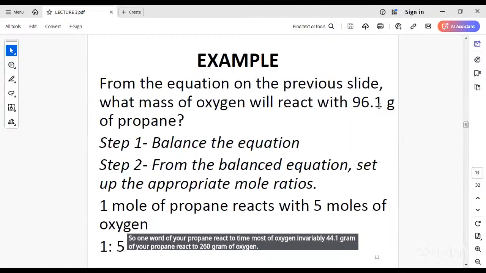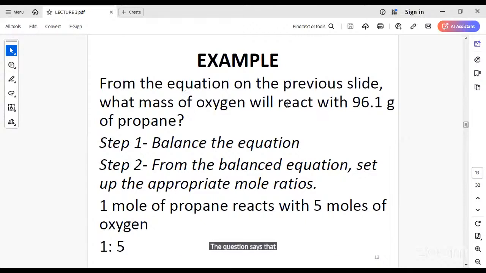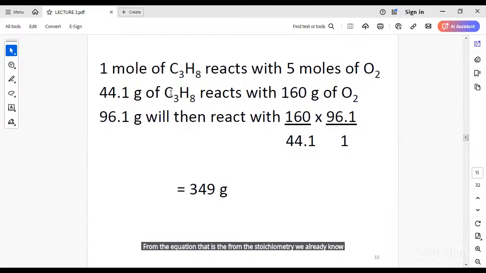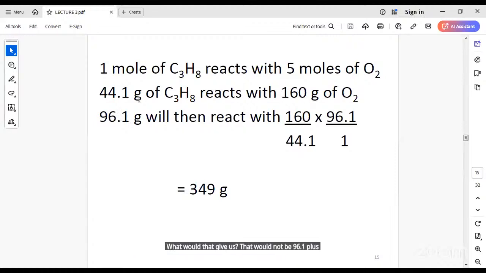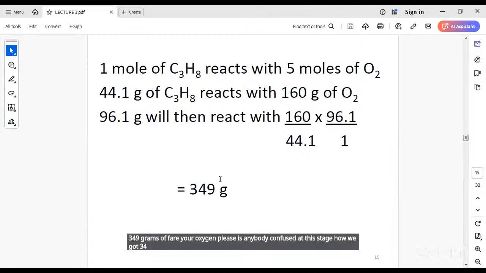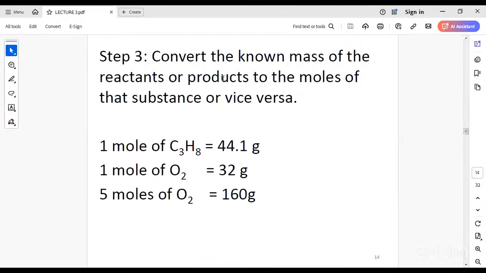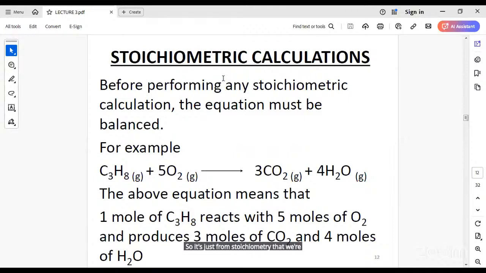And what is the question? The question says, what mass of oxygen will react with 96.1 grams of propane? From the stoichiometry, we already know that 44 grams of propane will react with 160 grams of oxygen. Now they're asking us about 96.1 grams. What would that give us? That would now be 96.1 times 160 over 44.1, and that will give us 349 grams of your oxygen. Please, is anybody confused at this stage about how we got 349 grams? It's just from stoichiometry that we're able to get that answer.